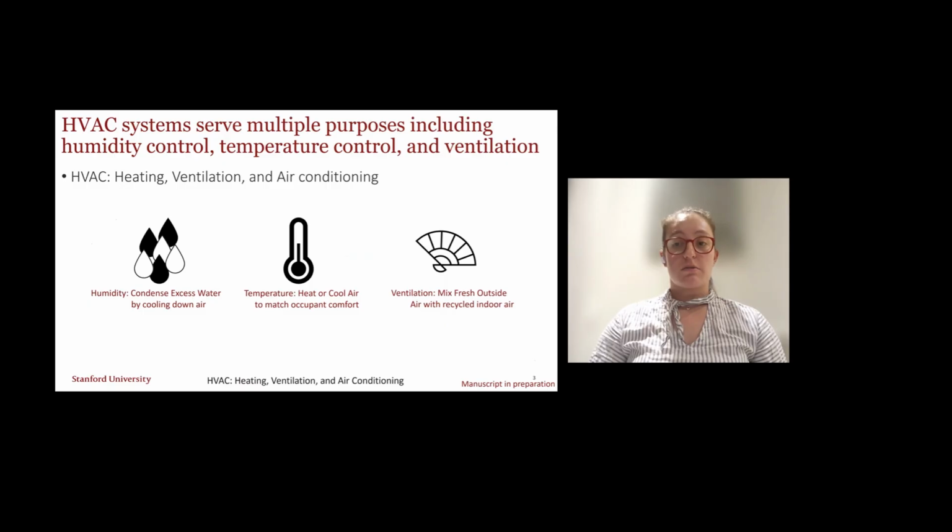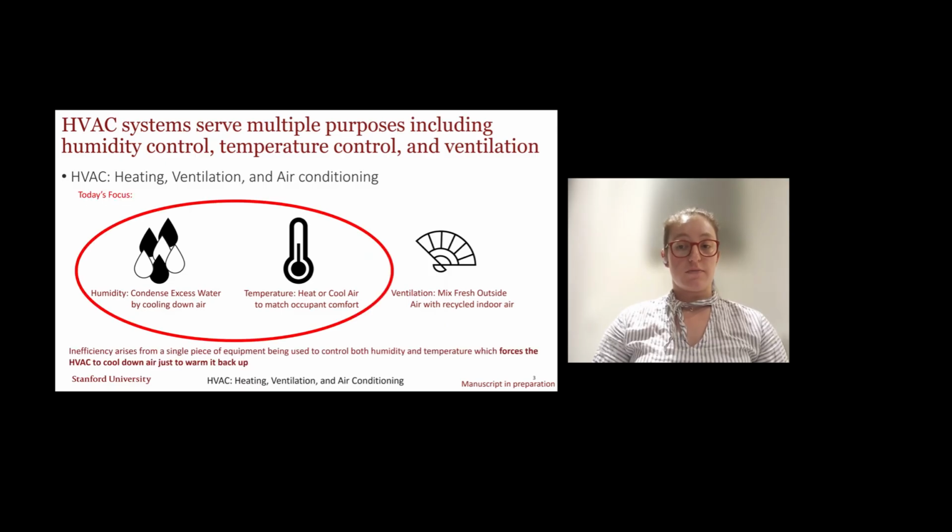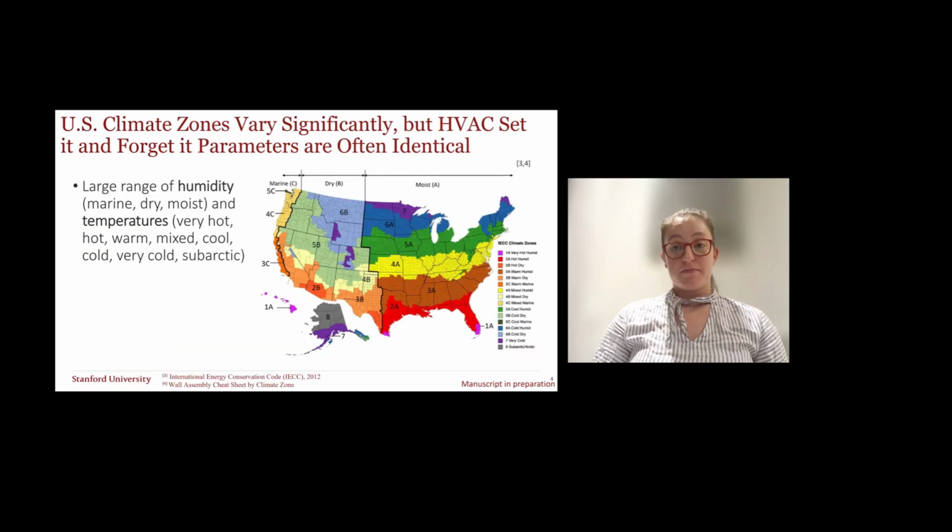Air conditioning in commercial buildings controls temperature, humidity, and ventilation, but my work focuses on the first two of these. Air conditioning controls both humidity and temperature by cooling down the air to control humidity just to warm it back up to a comfortable temperature. Yep, you heard me right. Air conditioning cools down air just to warm it back up. Seems inefficient, right? Well, it is. But it's also convenient. But this convenience comes at the cost of both energy and comfort.